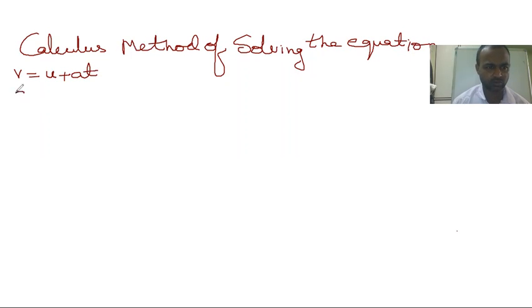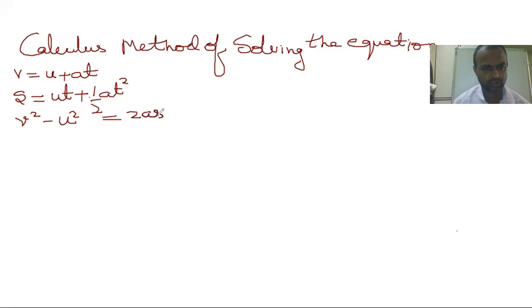The second equation of motion is s is equal to ut plus half at square. And then the third equation of motion is v square minus u square is equal to 2as. These equations of motion have already been taught in ninth standard in the chapter on motion.